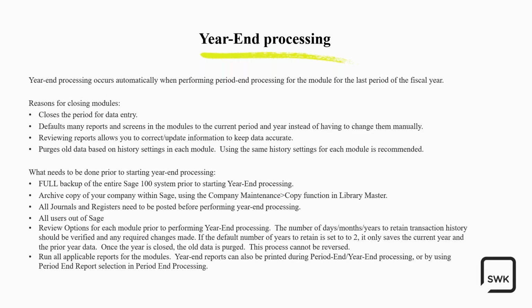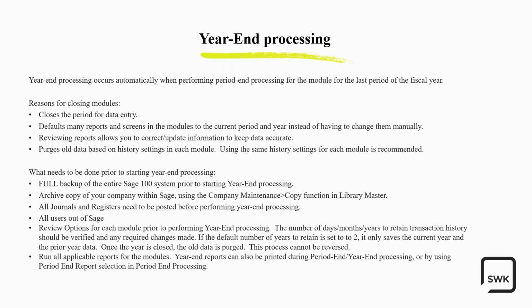What you need to do before you start year-end processing. Always make a full backup of your entire Sage 100 system. An archived copy of your company within Sage using the company maintenance copy function in Library Master is recommended too. If you're going to purge old data, this archived company would have that information still in there. So if you ever need to go back and look, it will still be there. You won't have lost it.